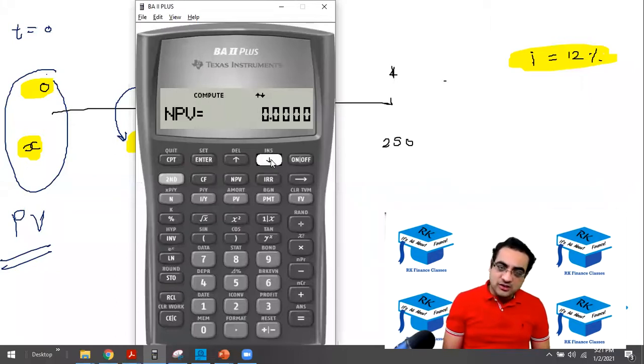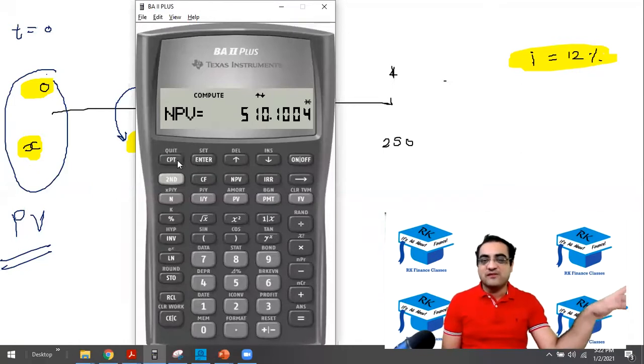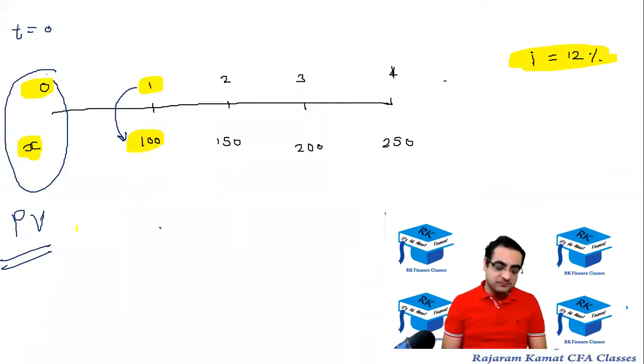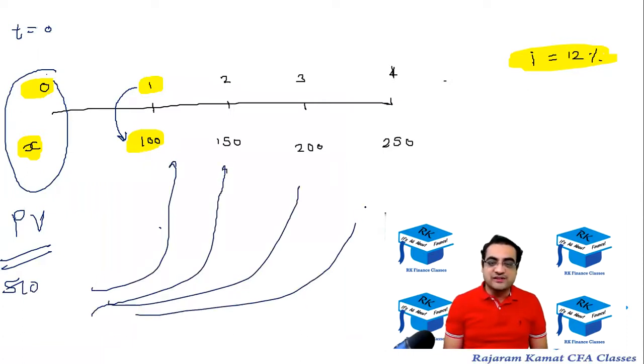Then downward key. Then you get NPV equal to 0 on your screen. That doesn't mean that NPV is 0. You have to press this CPT, which stands for compute. Just press that compute button and you'll get the same answer that you got in the previous method, 510.10. That means you have to deposit 510 in order to satisfy this 100, this 150, this 200 and 250.